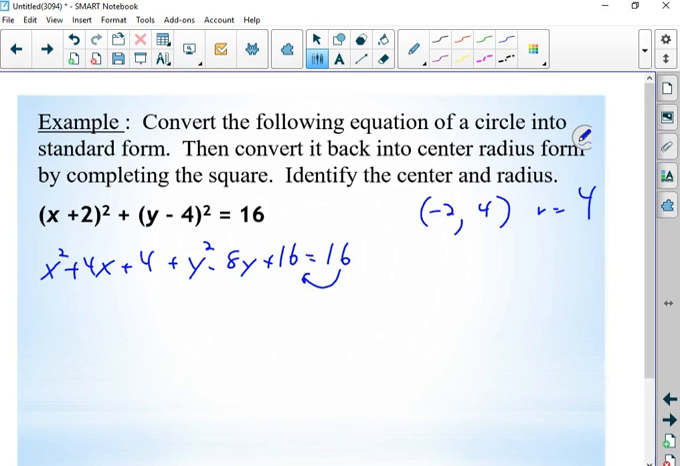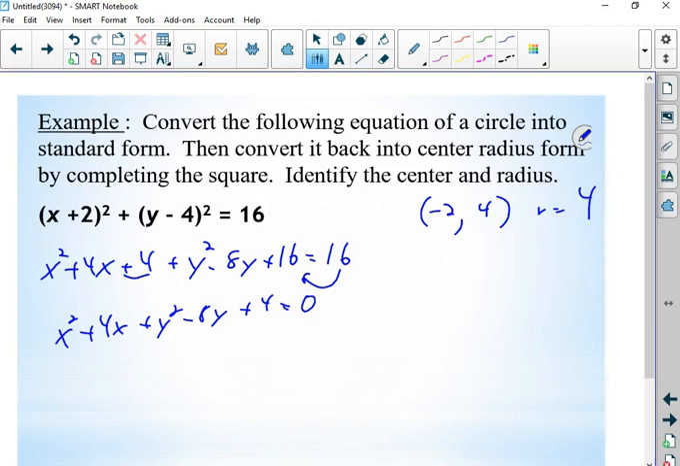Okay, so I need this to be 0, right? So I get x squared plus 4x plus y squared minus 8y. And then 4 and 16 is going to cancel. Plus 4 equals 0. So 16 plus 4 is 20. If I subtract 16, I get 4, and then the right side is 0. I now have it in standard form.